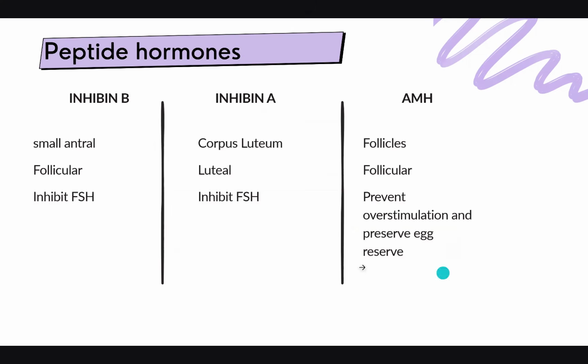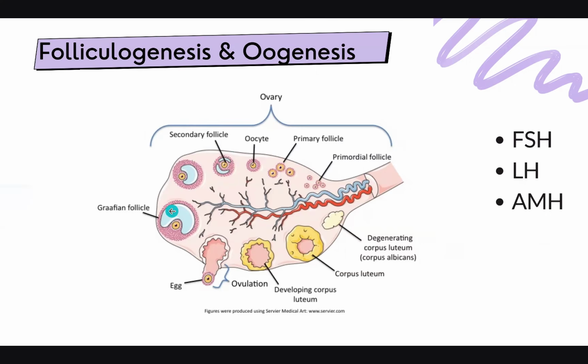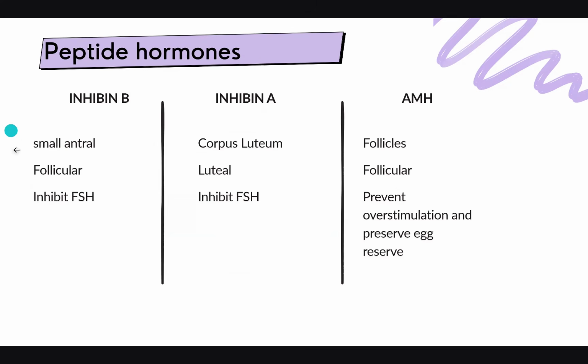All right. Now moving on to the hormones, as I mentioned before, the ovary also releases inhibin, right? Now there are two types of inhibins that we need to know: inhibin B and inhibin A. During the follicular phase of the ovarian cycle, which is this phase, there is a release of inhibin B from the small antral follicles.